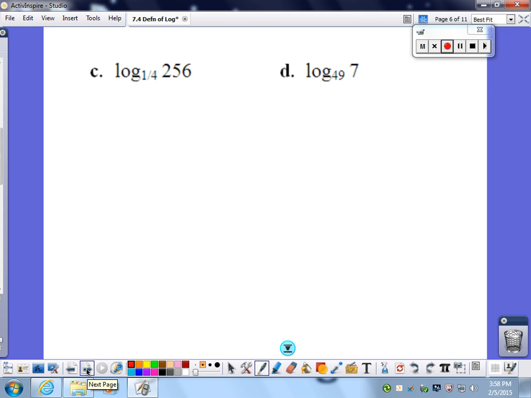All right, why don't you try the next one? Pause the video if you need to, give yourself some more time. All right, let's work through it. So equal to x. So I've got 1/4 to the x power is equal to 256.